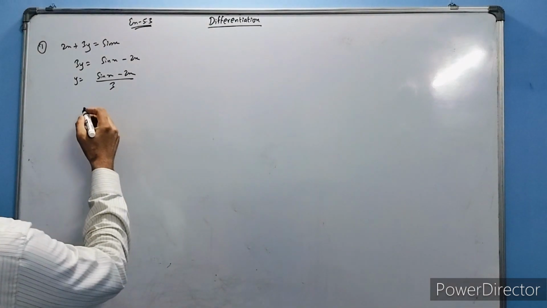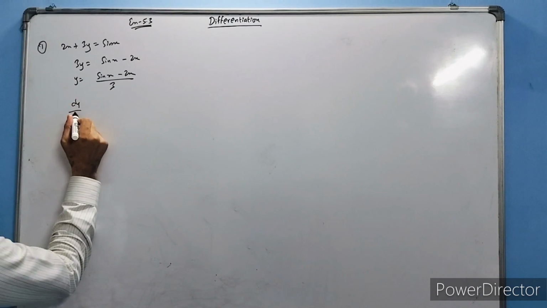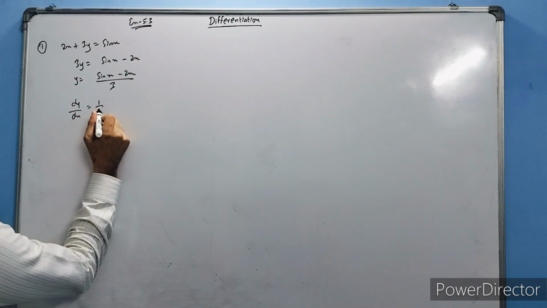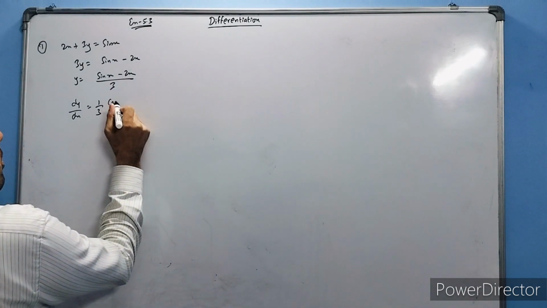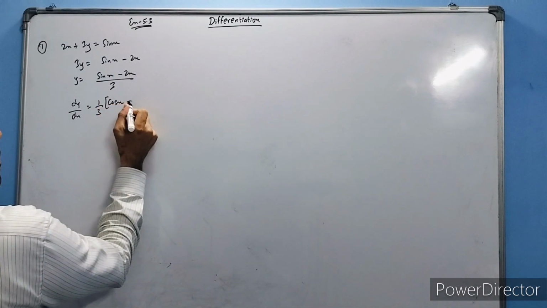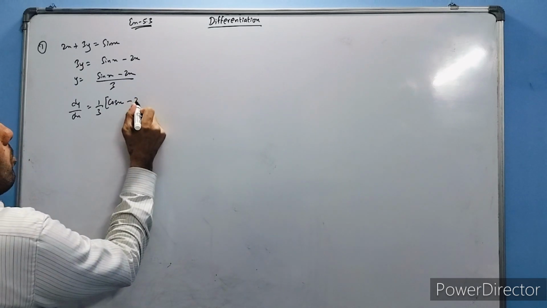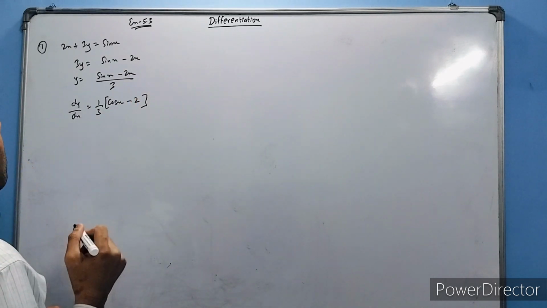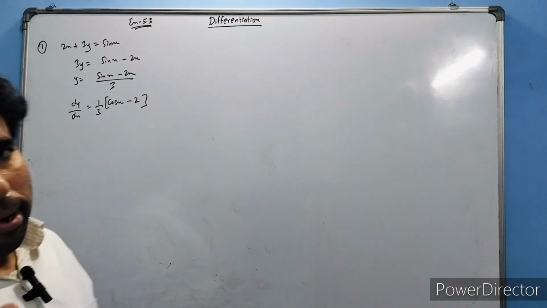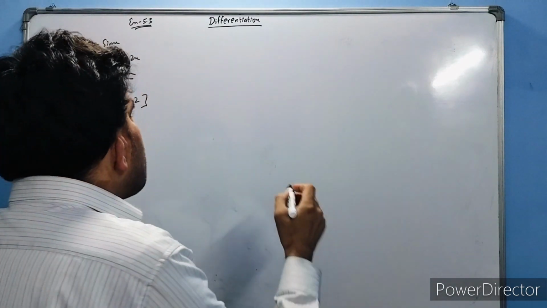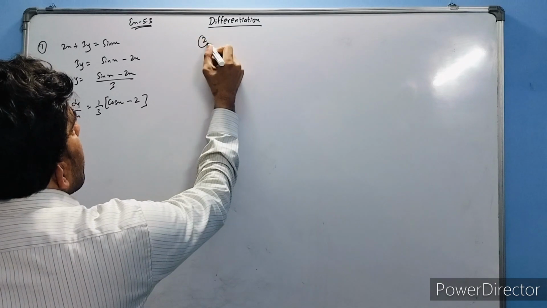Now we'll try to differentiate it as dy upon dx. We have 1 upon 3. Differentiation of sin x will be cos x, and differentiation of minus 2x will be minus 2. So finally I got my dy by dx. That is how we find the differentiation of an implicit function. Now let us try to do the second one.